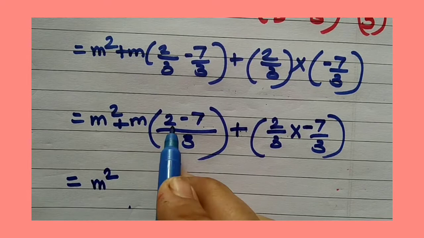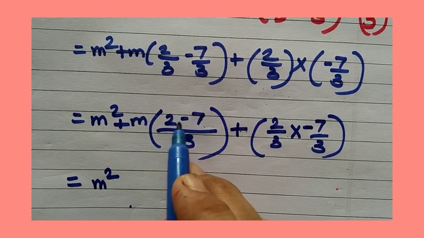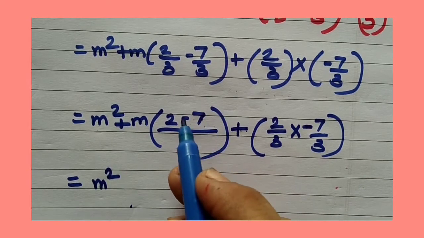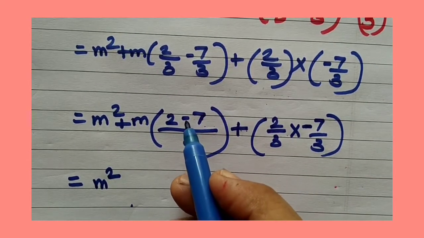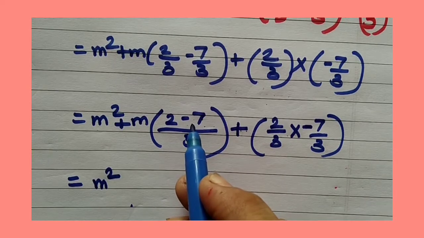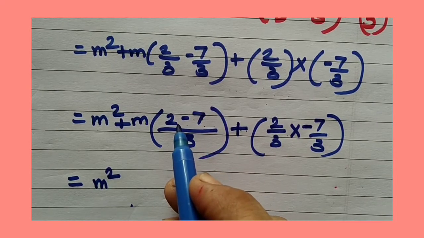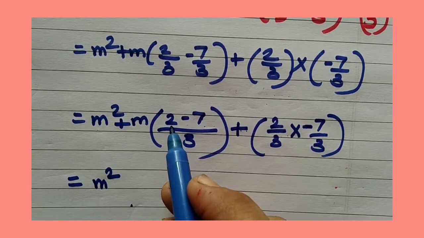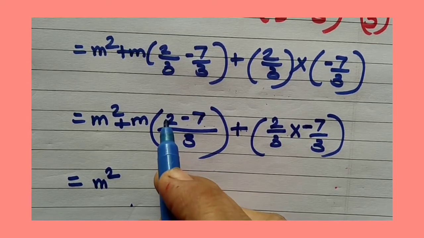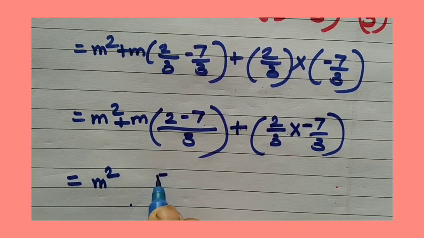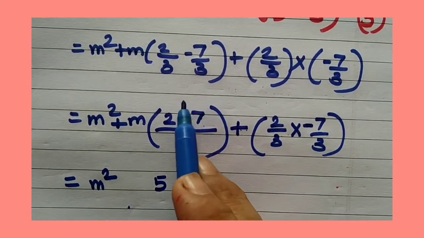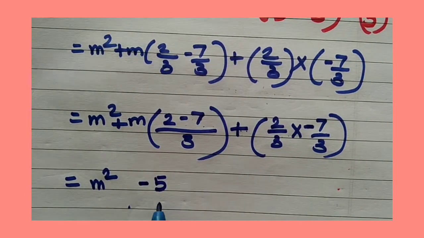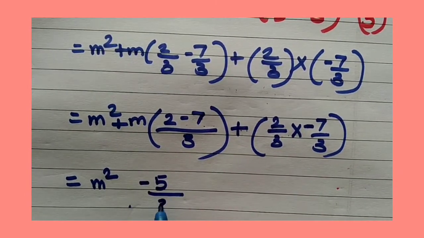m square. Now 2 minus 7. You cannot subtract 7 from 2. But you can subtract 2 from 7, right? But what is the sum? 2 minus 7. We cannot do the opposite. So for doing the opposite, we have to make some changes. What are those changes? Subtract 2 from 7. So we will get 5. But the sign should be of the bigger number, that is minus. That's why I didn't put a sign here. And the denominator will be 3.